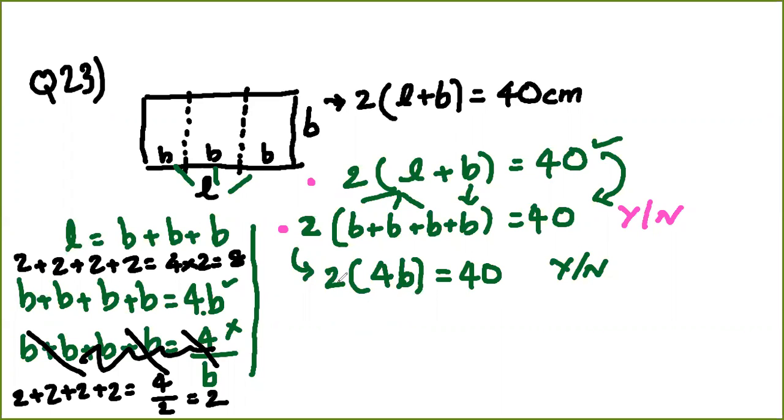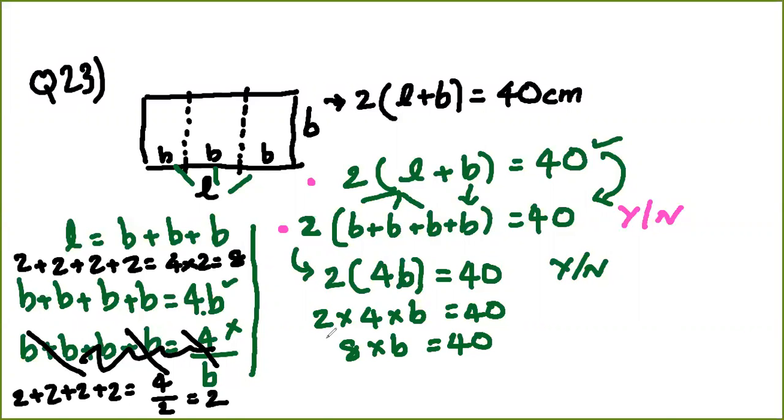Now I can go about it in a couple of different ways. So now we can multiply 2 and 4, because what this statement actually means is 2 times 4 times b equals 40. So we can multiply 2 into 4, which is 8. That 8 into b would be 8b. 8b is equal to 40. 8 times b is equal to 40.